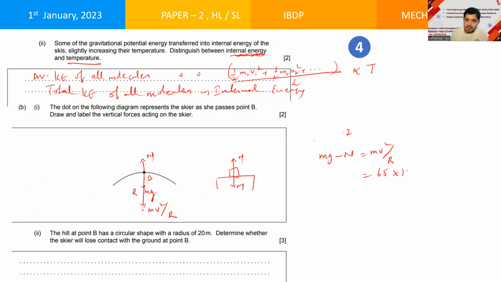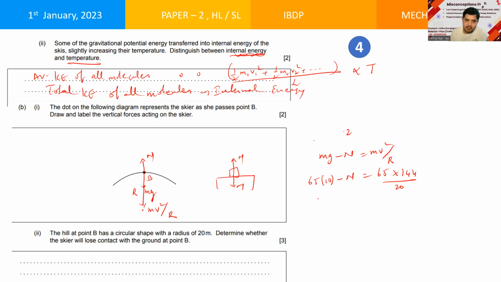So 65 kg multiplied by 144 divided by 20 meters is equal to 65 into g value 10 minus N. I need to find out the value of N. If the value of N is greater than 0, then the particle is still on the mount. If the value of N is equal to 0, then definitely she has escaped, or she is no more in contact with the mount. Let us find that out.